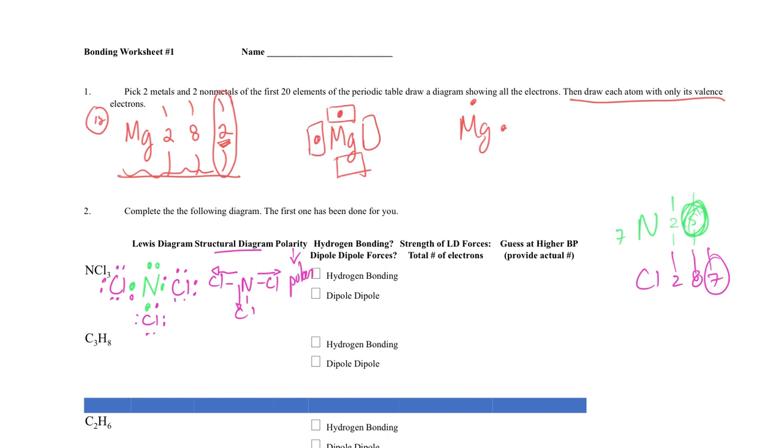And you want to do the same thing for the rest. This next one will help you start: C3H8. So I need to have 3 carbons. They each have 4. So there's a carbon. Here's another carbon. And then here's another carbon.